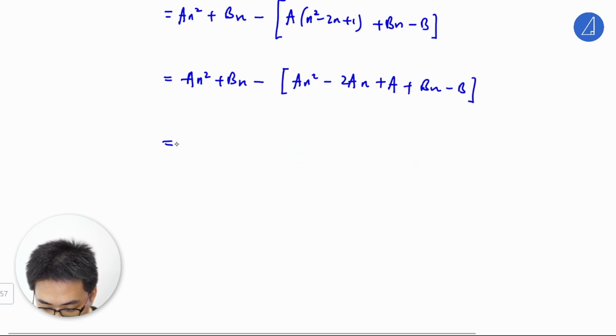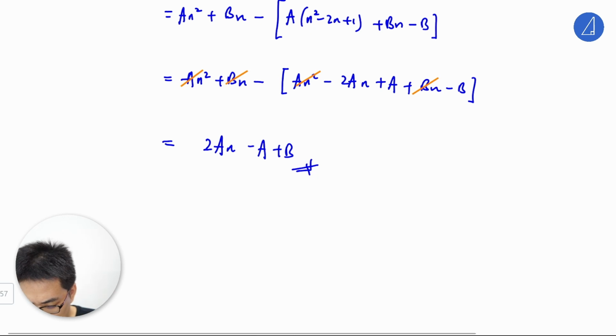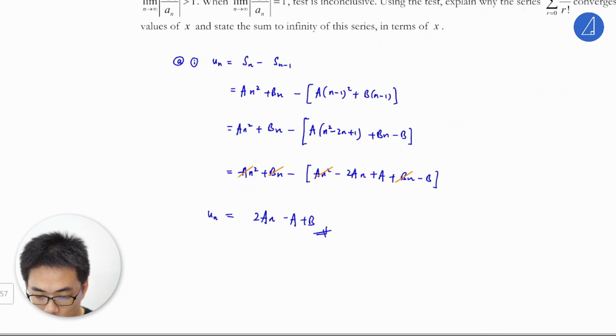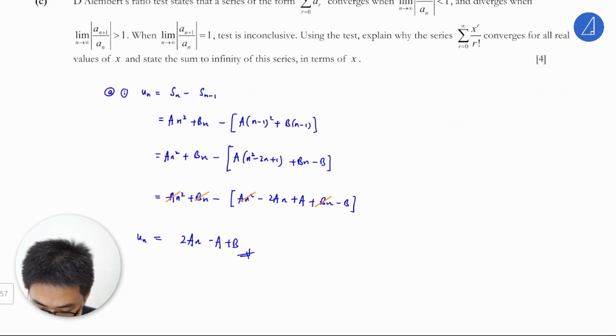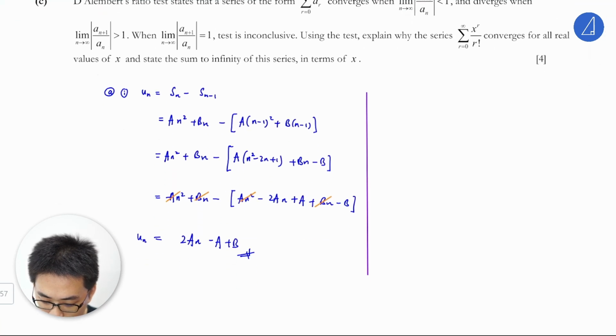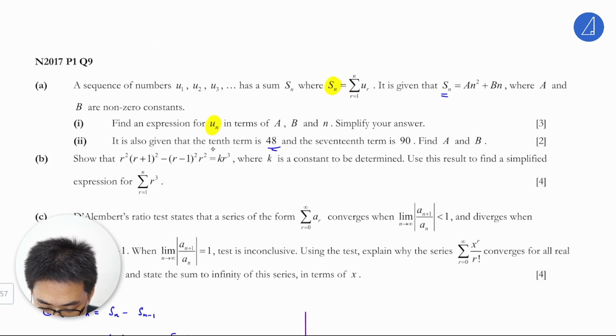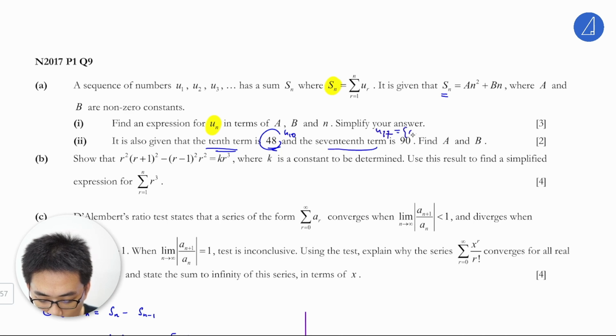So just expand this. This will cancel with this one. So what is left behind is 2an minus a plus b. There's your un. Then for the second part, you are told that the tenth term is 48, so u10 is 48, and then the 17th term is 90. So just gonna solve this.